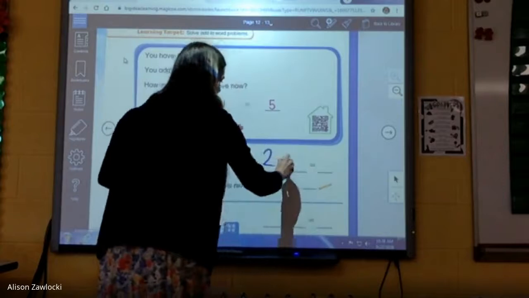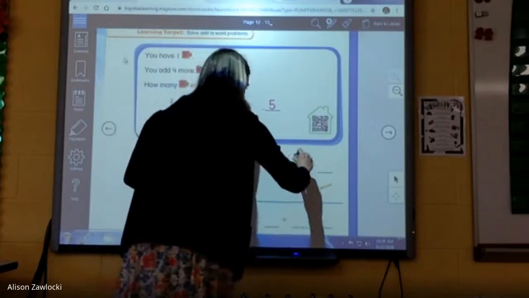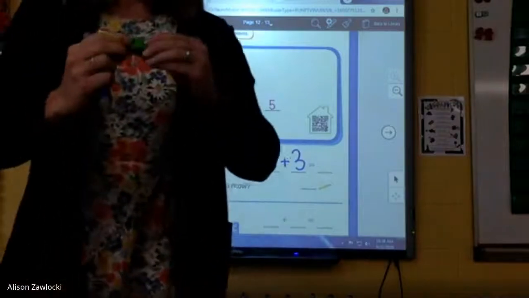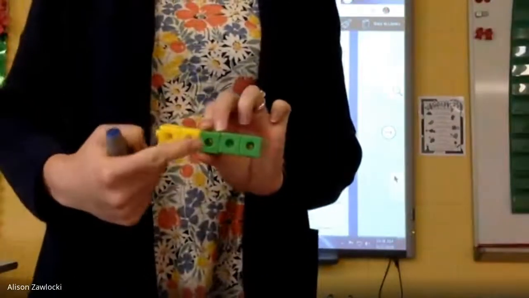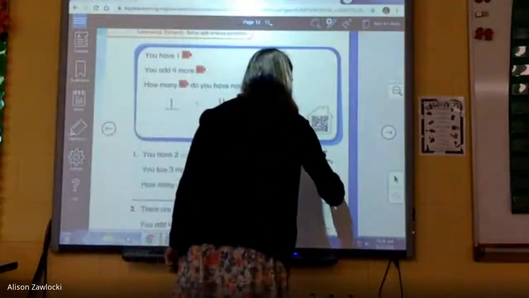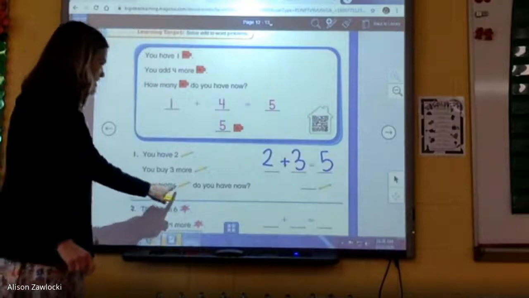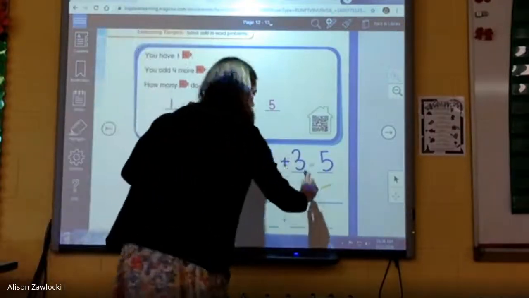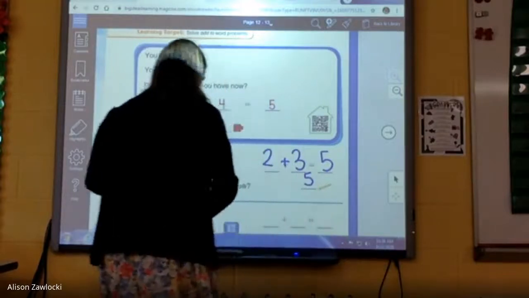We have a plus sign there. I'll darken it a little bit. Plus 3 equals, now let's count. How many do we have? 1, 2, 3, 4, 5. There are 5 in all. Then we need to answer this question. How many pencils do you have now? How many do we have now? 5. We have 5 pencils now.